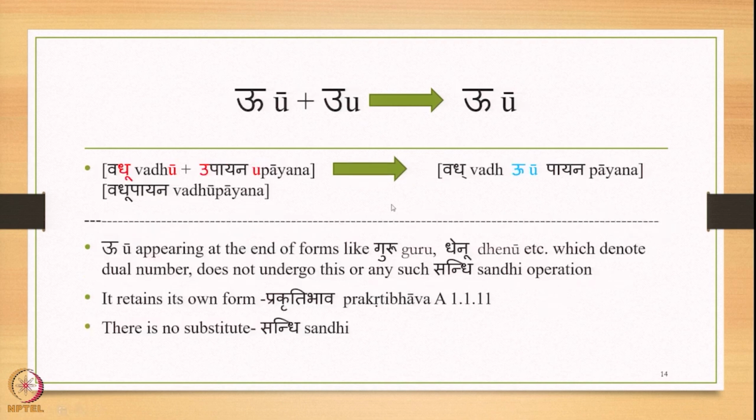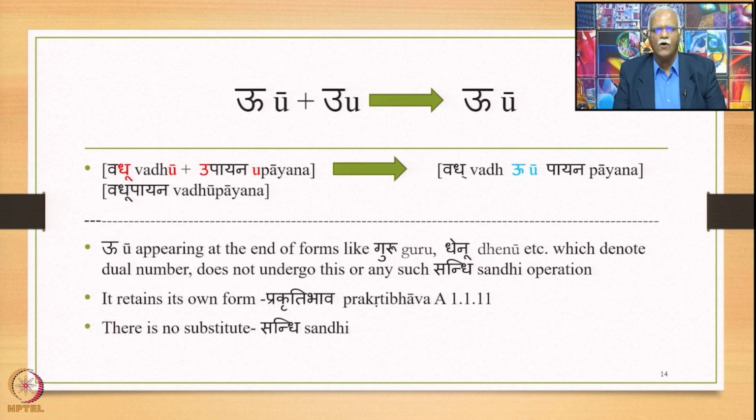Let us now study the next template, which is long u followed by short u. 6.1.101 applies and generates the output in the form of long u. So we have one example of a compound, vadhu plus upayana.